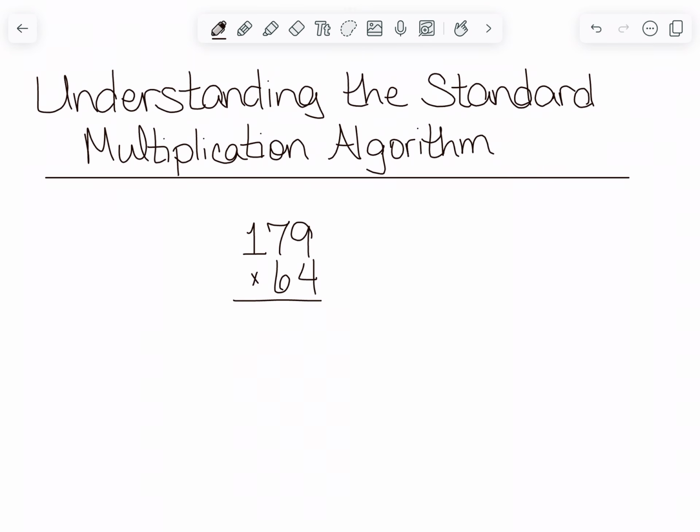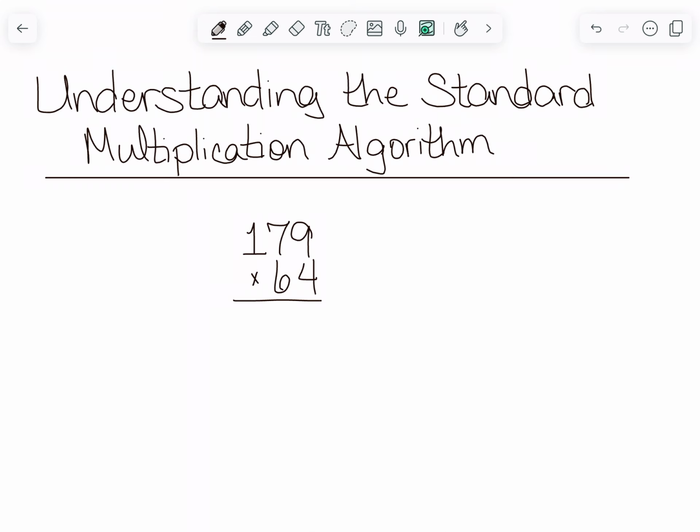Let's apply everything we've learned to a larger problem, 179 by 64. We start by multiplying the 179 by 4, the ones place. And we need to work carefully. Multiply 4 by each digit, regroup when necessary. And it's helpful to always think about what's being regrouped, ones into tens, tens into hundreds, etc.